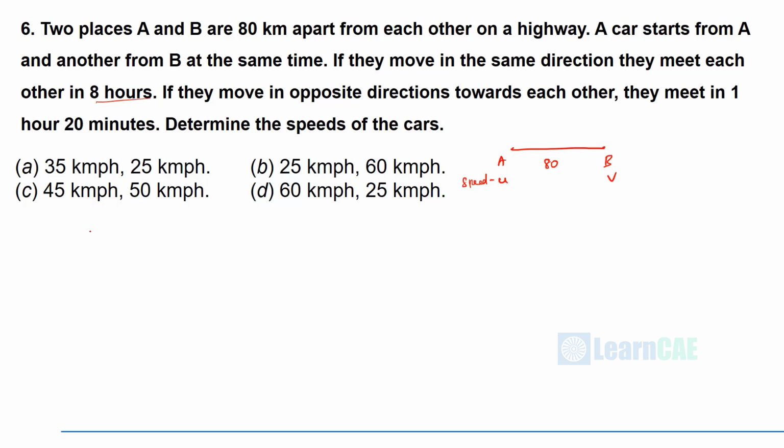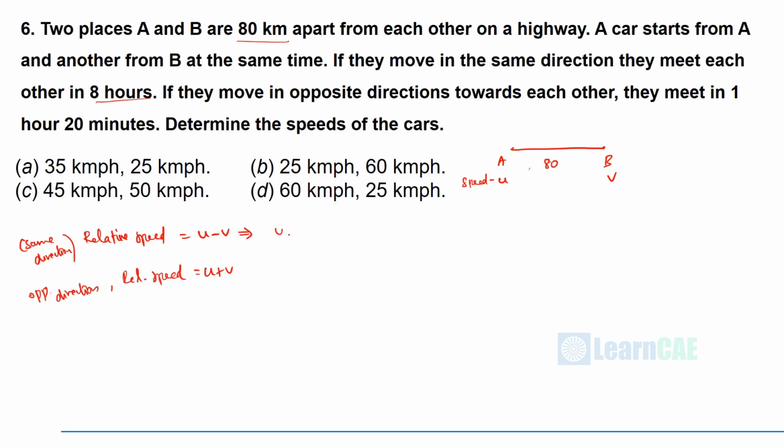If they are moving in the same direction, then the relative speed is u minus v. The relative speed is u minus v. And if it is the opposite direction, then the relative speed is u plus v. In both cases, the distance covered by A and B effectively is 80 kilometers.